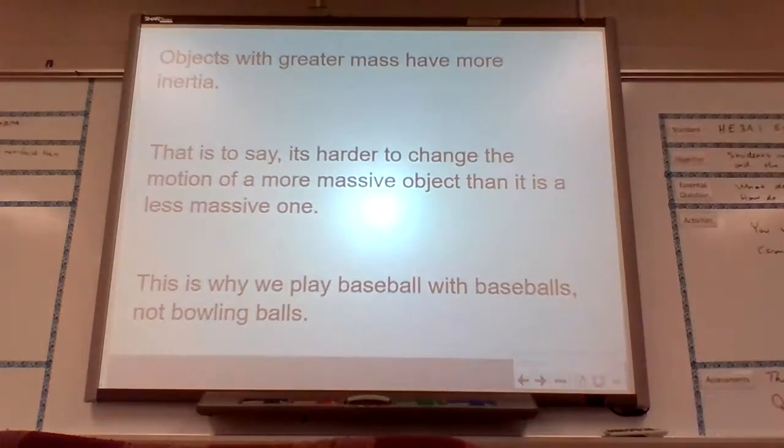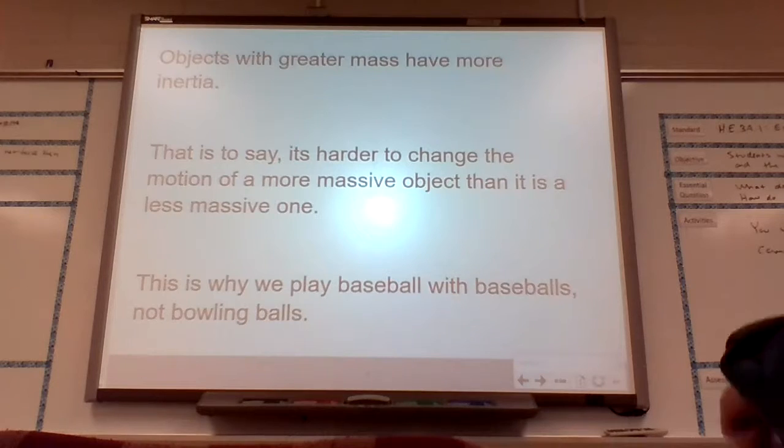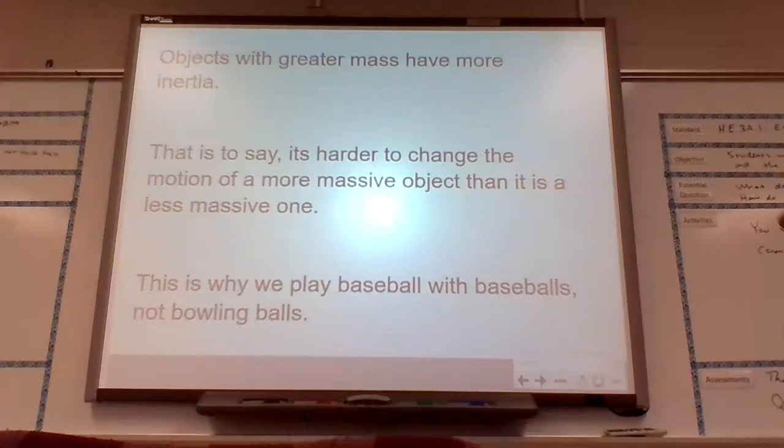And we play baseball with baseballs, not bowling balls. A baseball has a relatively small mass, so when you try to hit it with a bat, it's relatively easy to change its motion. It's relatively easy to stop its motion in one direction and accelerate it in the other. It's really easy to change its motion because it has low mass.